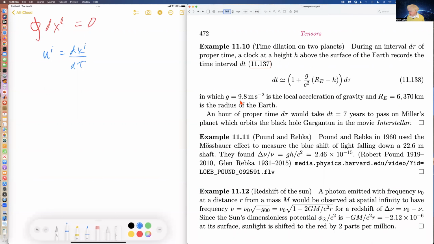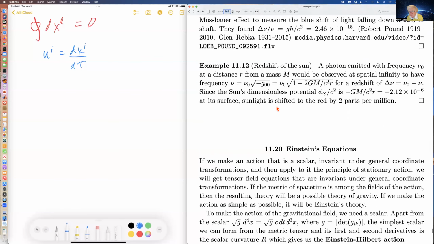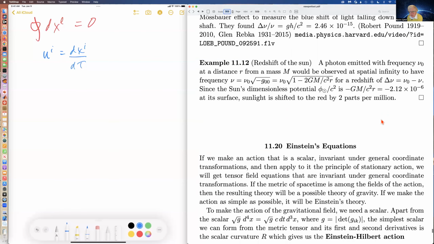The first measurement of the redshift of light in a gravitational field was done using a staircase at Harvard, and I guess it must have been a laser at the time, and what was new then was the Mössbauer effect. The redshift of light from the sun is about 2 parts per million.